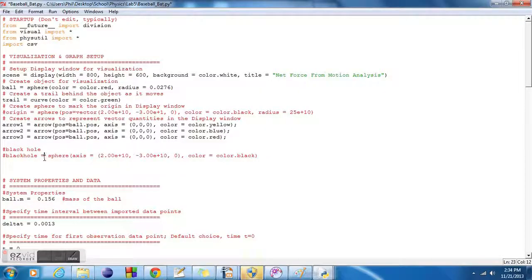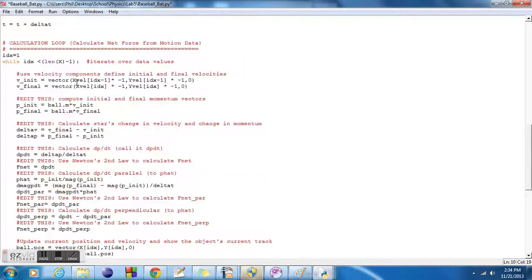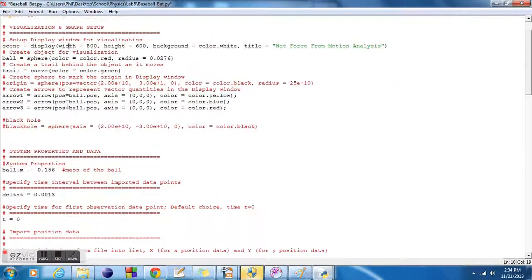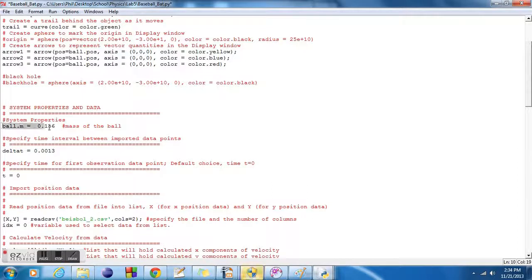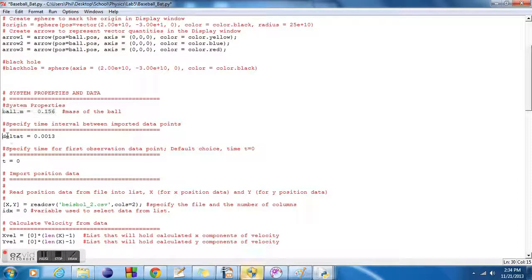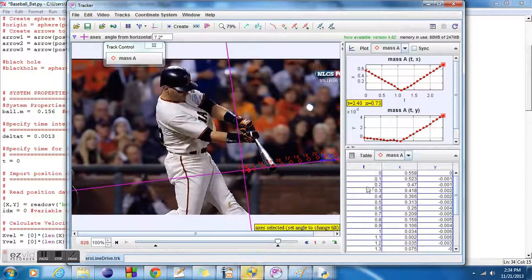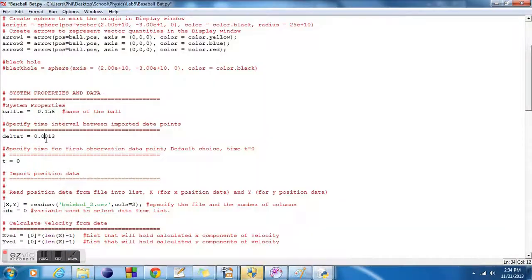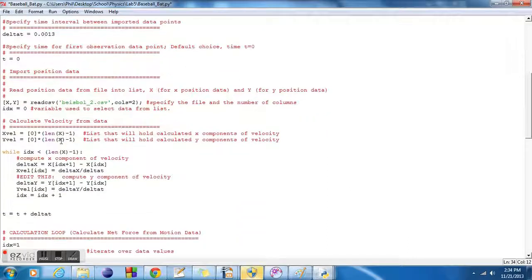Let's get to the actual computational model. This code is very much adapted from the black hole lab that we did earlier, where we derive forces from position data. In any case, I set the ball mass as mentioned, and I set the delta t to the 750 frames per second measurement mentioned earlier. This is different than tracker, where it has 0.1 between, and what I've put is actually correct because that's the actual time in between frames of the camera.